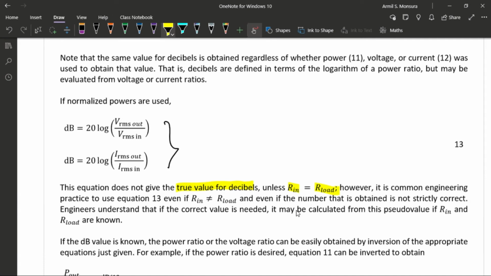Okay? So even if these decibel values will not be as accurate as we need them to be, or as accurate as they should be, okay? Hindi naman masyadong malalayo yung computed value if we set R in equal to R load. So, ayan.